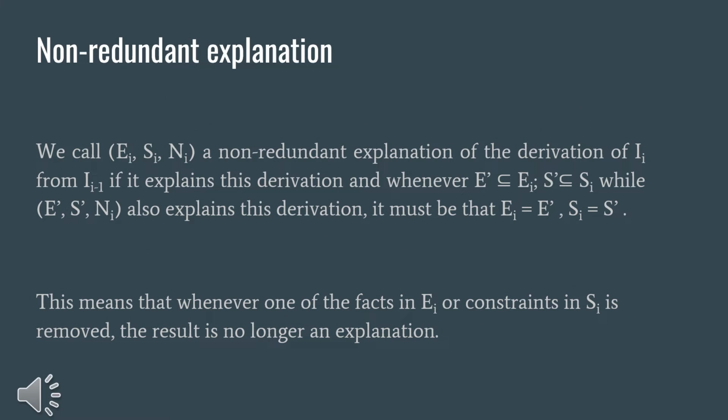So, to find an easy to interpret explanation, our goal should be to avoid redundancy. That is, we want an explanation Ei, Si, Ni where none of the facts in Ei or constraints in Si can be removed while still explaining the derivation of Ii from Ii minus 1. In simple words, it must be subset minimal. So formally, if E dash is a subset of Ei and S dash is a subset of Si and E dash, S dash, Ni also explains the derivation, then Ei and Si should be the same as E dash and S dash respectively.